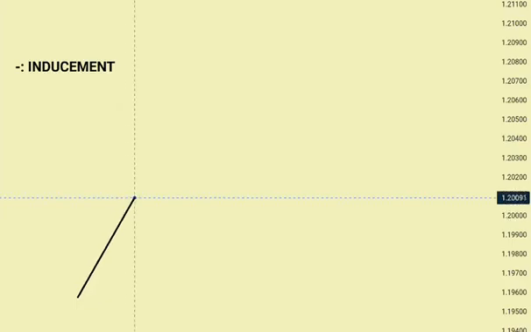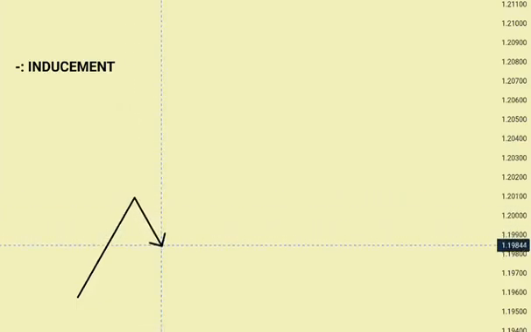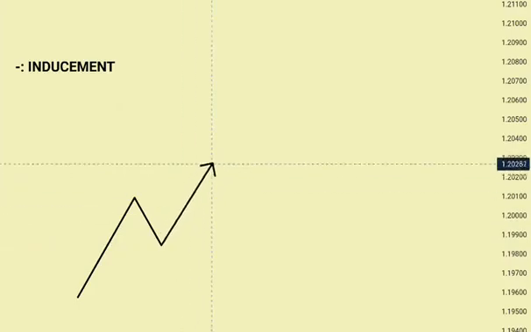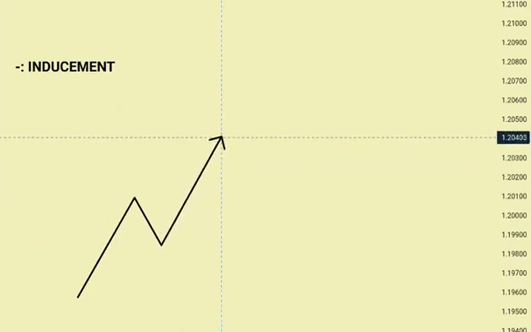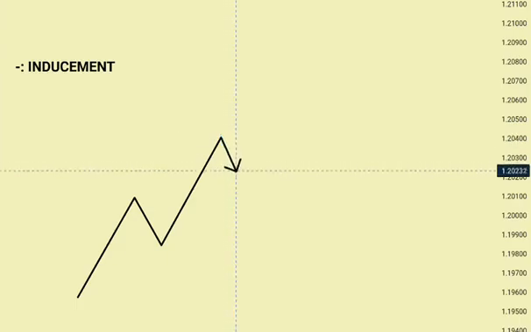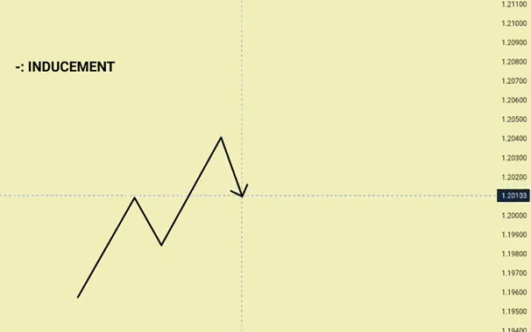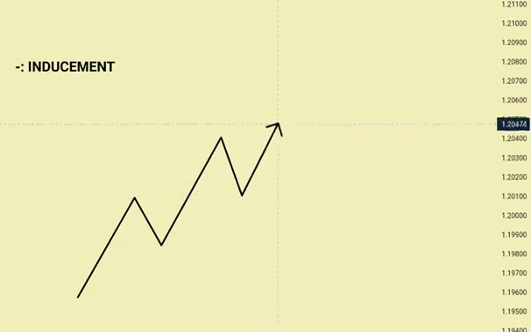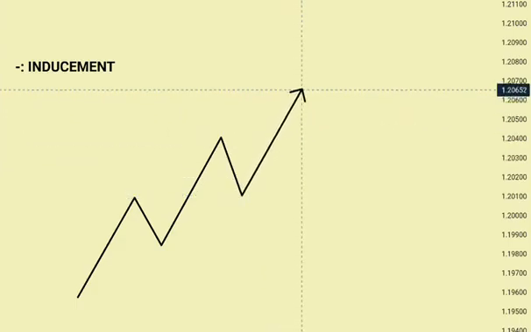The first thing we see is clear bullish market structure. Price creates a higher high, then pulls back and forms a higher low. Then again, price pushes upward and creates another higher high. This sequence repeats. Higher highs and higher lows are not random. They clearly tell us that buyers are in control.